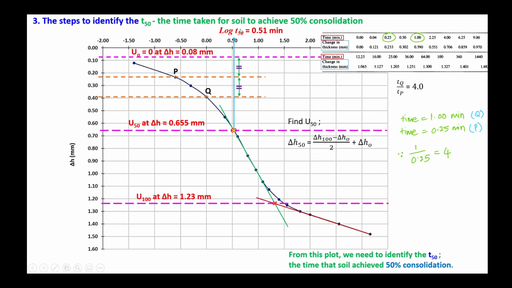So this is the value of log t. We want the real t. How to get the real t? We need to anti-log this value by pressing shift log on the calculator, and you will have the value 3.23. This is the actual time in minutes for T50 to achieve U equal to 50% degree of consolidation.